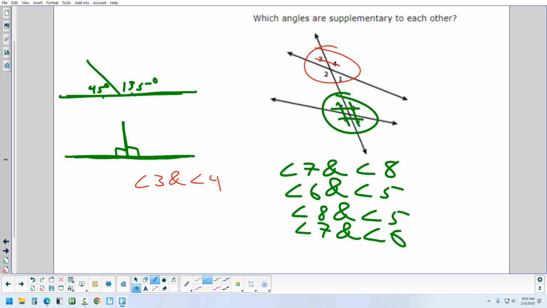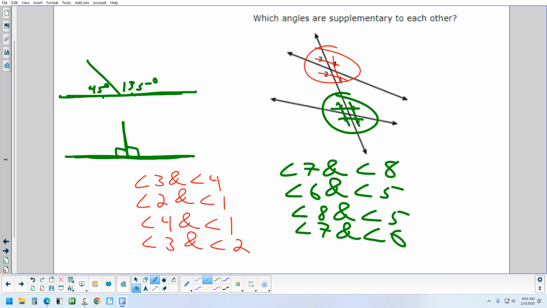Angle 2 and angle 1, yep. So we got angle 2, angle 1. Got those. Ellie, how about another pair? 4 and 1, yep. 4 and angle 1. And the last pair, Gigi? Angle 3 and angle 2. Perfect.